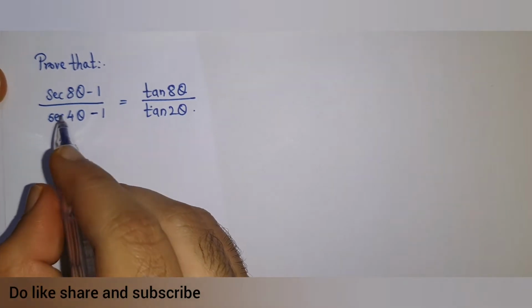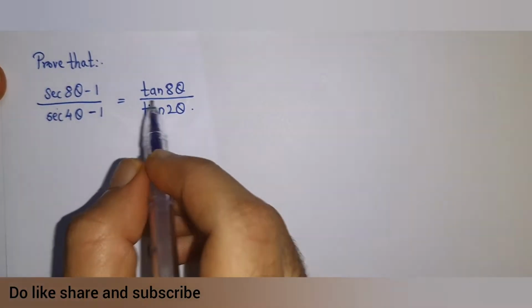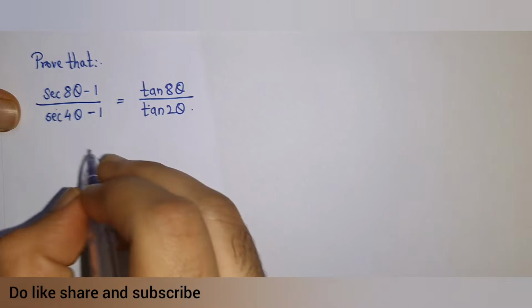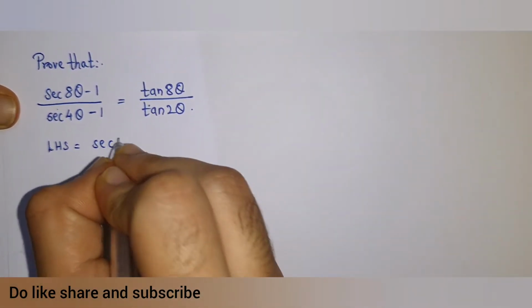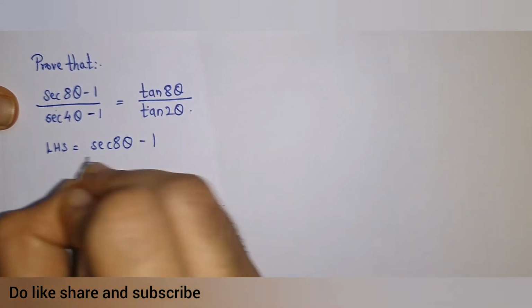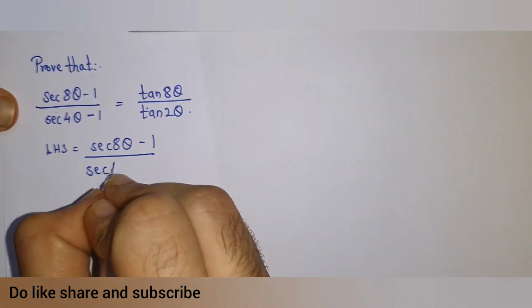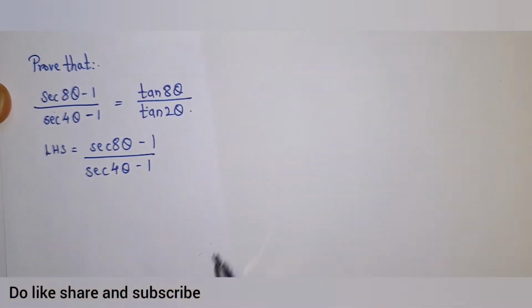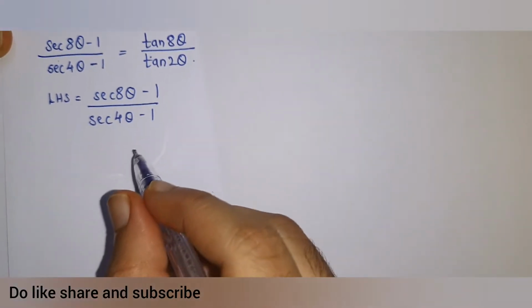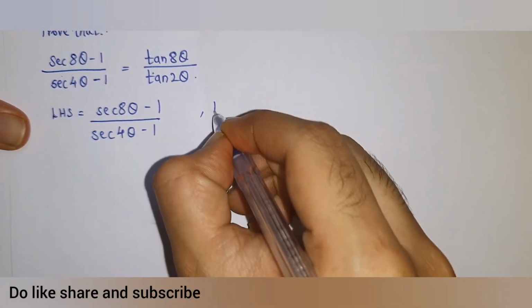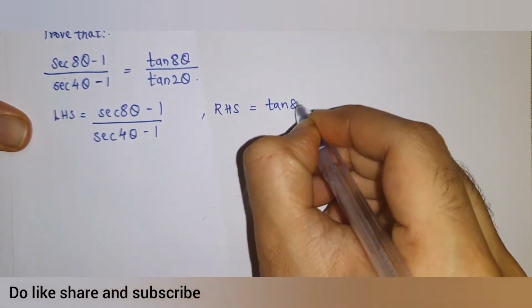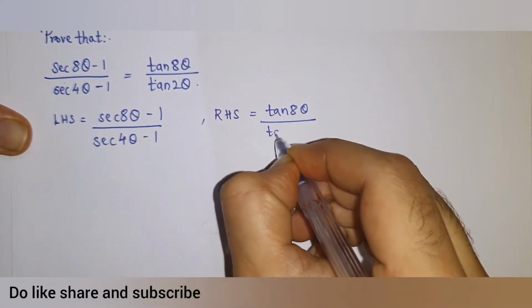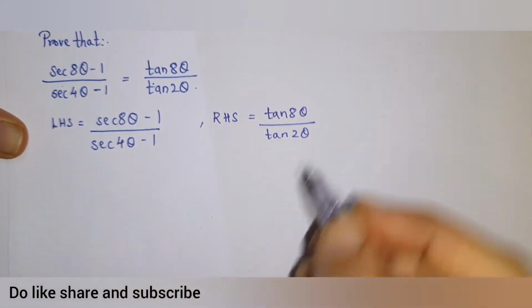Now we have this sum. We have to prove that LHS is equal to RHS. Here LHS is sec 8 theta minus 1 divided by sec 4 theta minus 1. I will be starting with LHS first, and here RHS is equal to tan 8 theta divided by tan 2 theta.